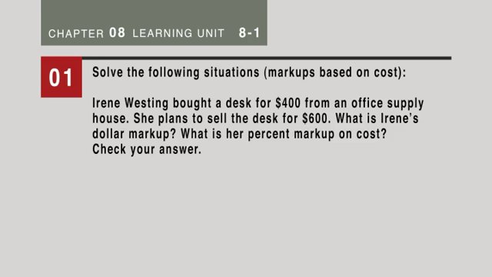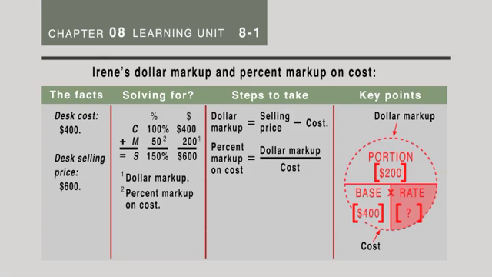Now note that it says on cost. That's really important because it tells you how you're going to be working with these numbers. So we've got the facts. The facts are the desk costs $400 and the selling price is $600. What we're going to be solving for is the dollar markup, or the percent markup on cost. So we're going to be looking at the selling price minus cost, and then we're going to take the dollar markup and divide that by the cost.